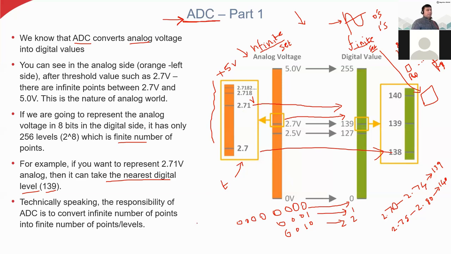In the real world, we get any parameter and convert it into an analog voltage. Of course, we are also using some kind of amplifiers and filters to filter out the noise, and then we convert this analog voltage into digital values.